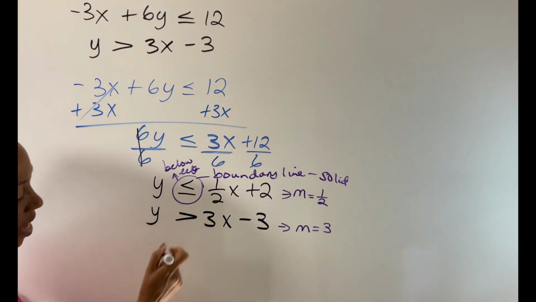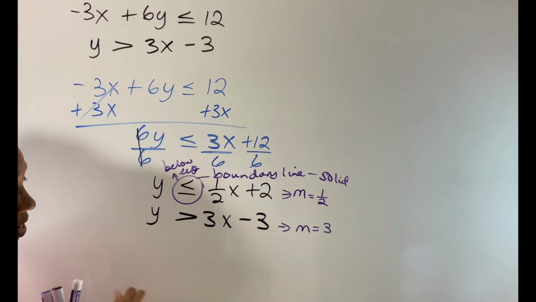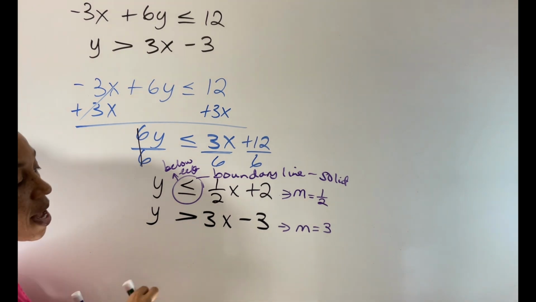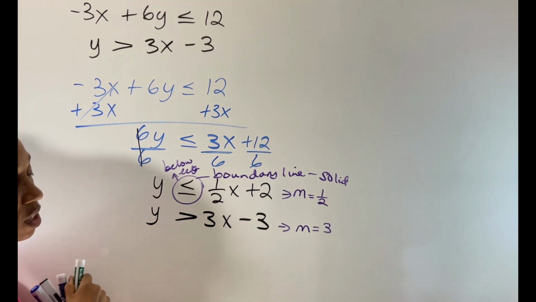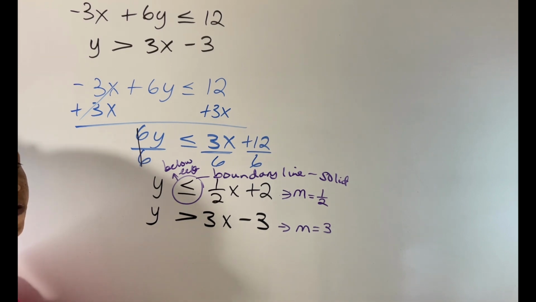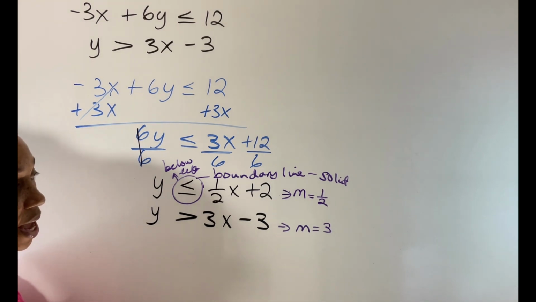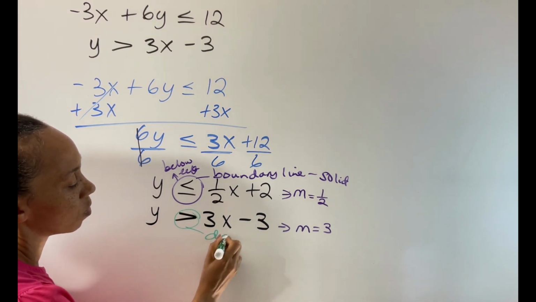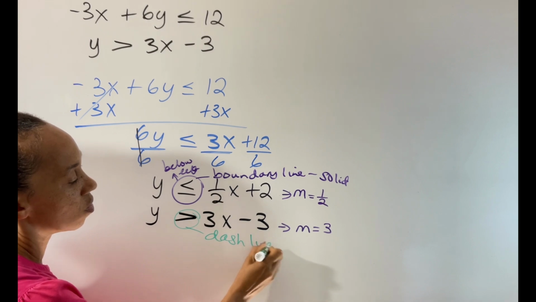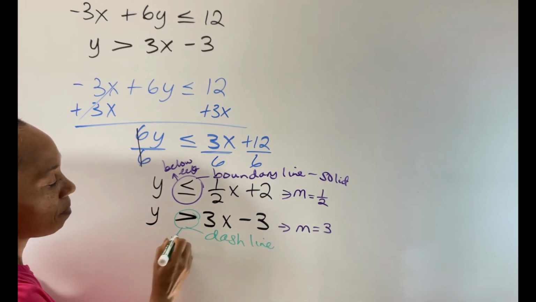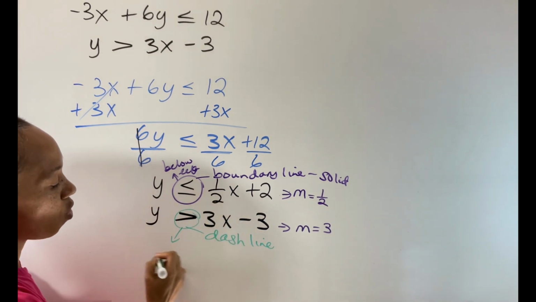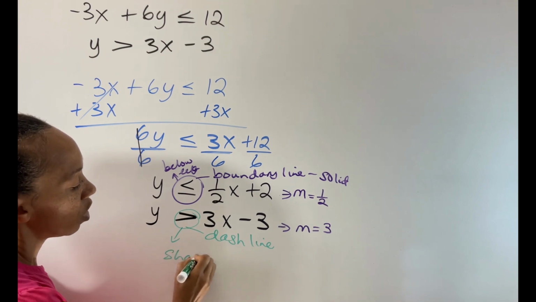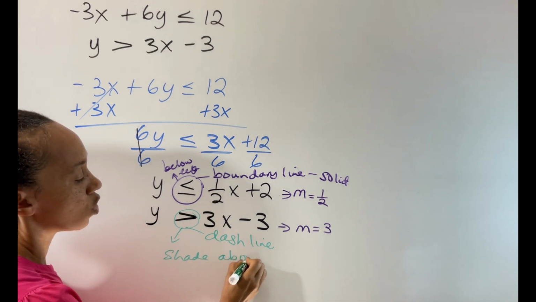Now, because the inequality symbol here for the second inequality is greater than, and it doesn't have half of the equal sign underneath that, we are going to use a dashed line. So we are going to use a dashed line for this. And also, because it is greater than, you are going to shade above or to the right.